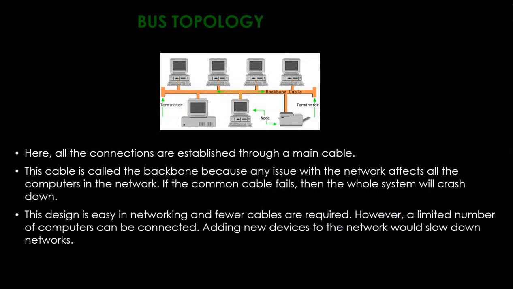Okay, now let's talk about bus topology. Here all the connections are established through a main cable. This cable is called the backbone, because any issue with it affects all the computers in the network. If the common cable fails, then the whole system will crash down. This design is easy in networking and fewer cables are required. However, a limited number of computers can be connected. Adding a new device to the network would slow down the network.